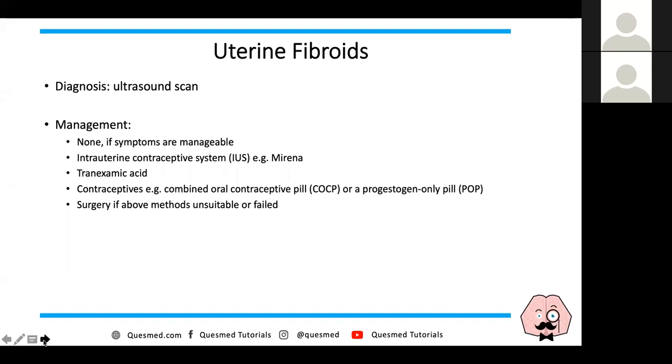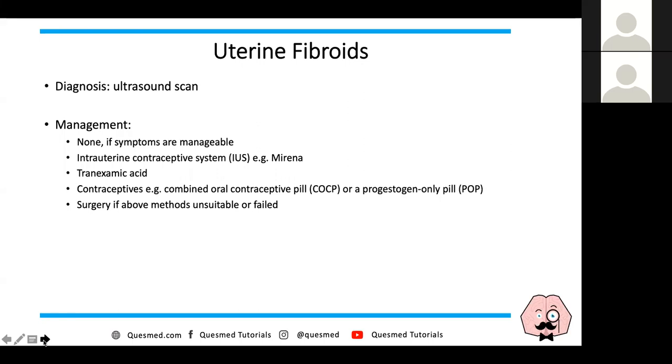Obviously, if there were any red flag symptoms, so ascites, weight loss, irregular bleeding, we'd want to think about ordering that as an urgent scan because we're thinking more about cancers. In terms of management, the first line and most effective management of small fibroids is with an intrauterine contraceptive system, so an IUS, for example, the Mirena coil. So this wee coil secretes levonorgestrel into the uterus. It can improve symptoms and it can actually shrink those fibroids.